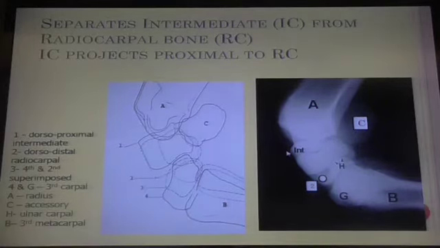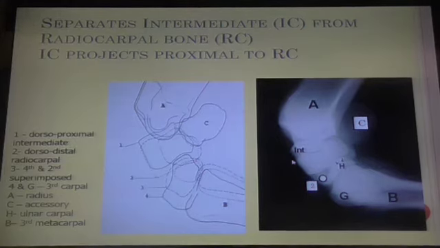Don't forget, intermediate before or proximal to radiocarpal. So you therefore can look at all of the surfaces of the intermediate and radiocarpal bones, because those are two bones commonly involved in chip and slab fractures.